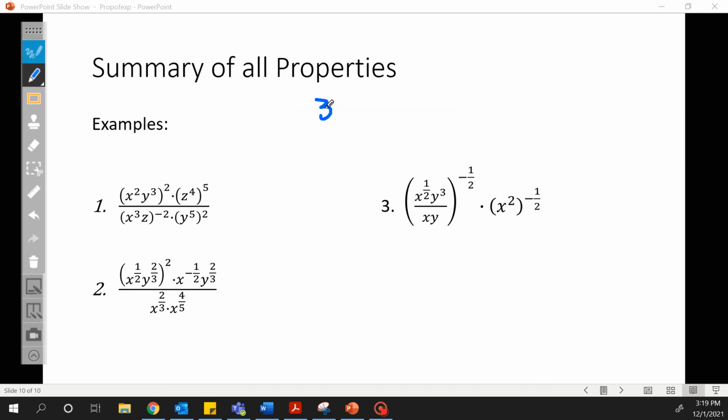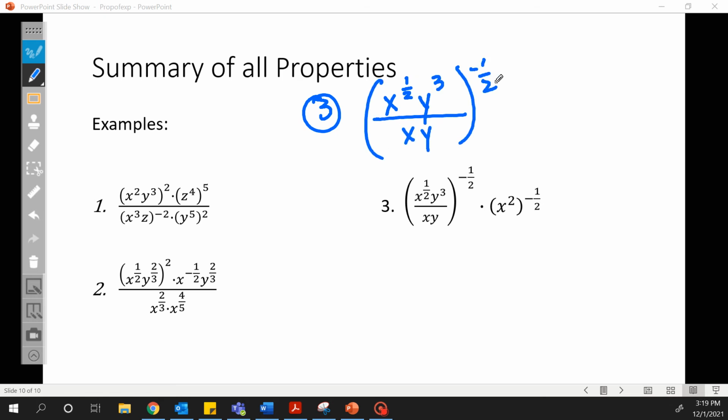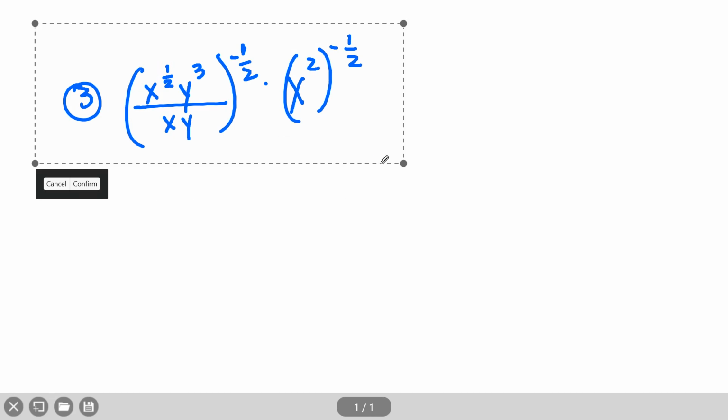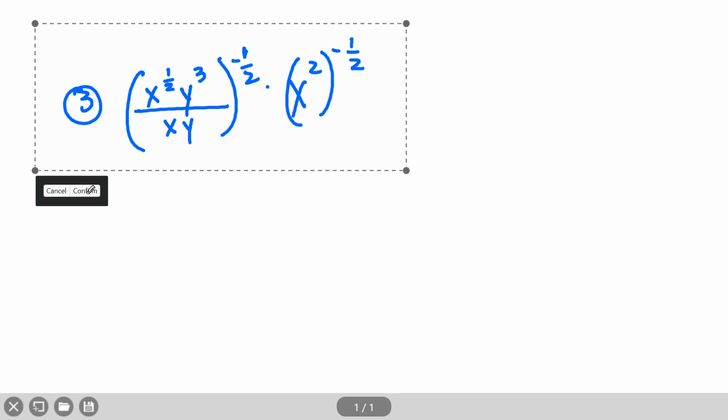And our last example here, number 3. We have x to the 1/2 y cubed over xy. And this is to the negative 1/2 power. And it's being multiplied by x squared. And that's also to the negative 1/2 power. Okay, this one's a little bit tricky.